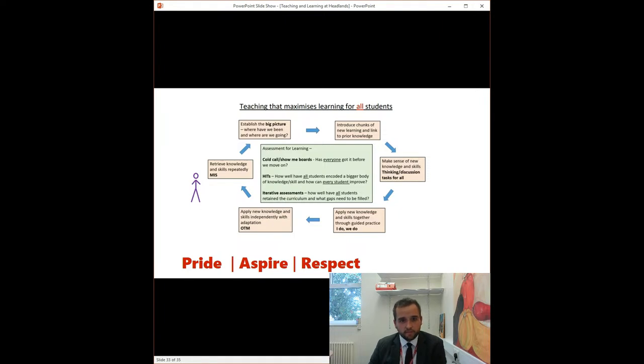Show me boards, again, they're little whiteboards. Lots of our departments use them, not all. And again, that would be about pausing in a lesson and asking some questions and asking students to show the answers on the whiteboards to make sure that we're all happy before we move on.